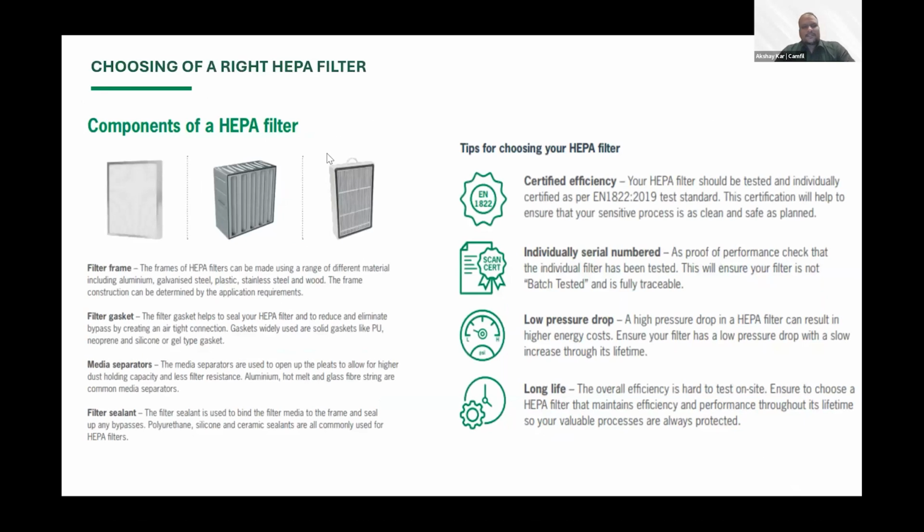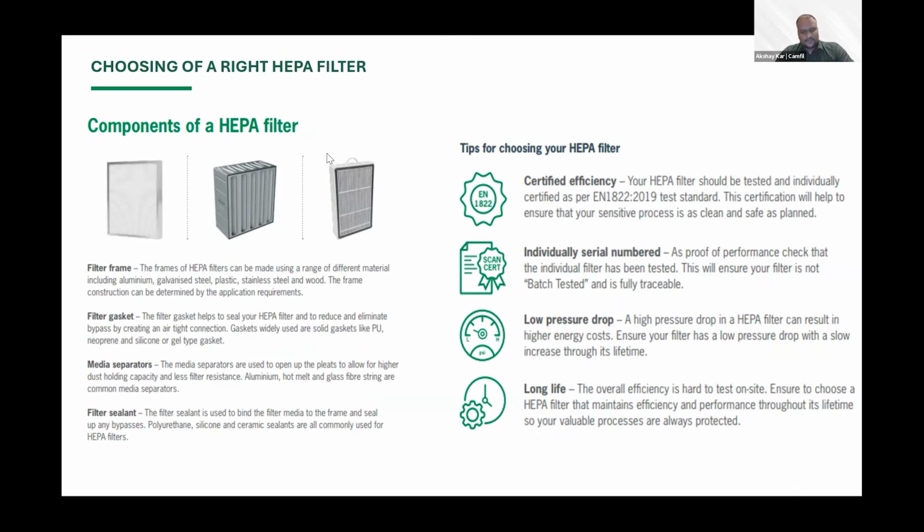Now, coming to the components, filter frames can differ from application to application, including aluminum, galvanized steel, plastic, stainless steel, and wood. The frame construction is determined by the application requirements, as mentioned earlier. Then we have different gaskets. We have solid gaskets like PU, and then silicone or gel type gaskets in HEPA filters.